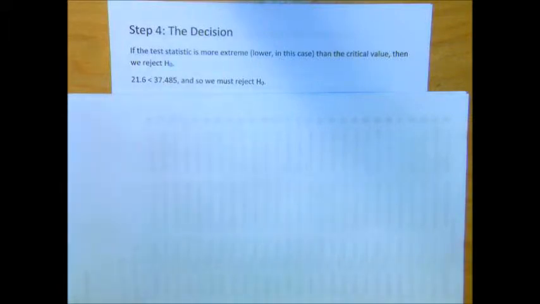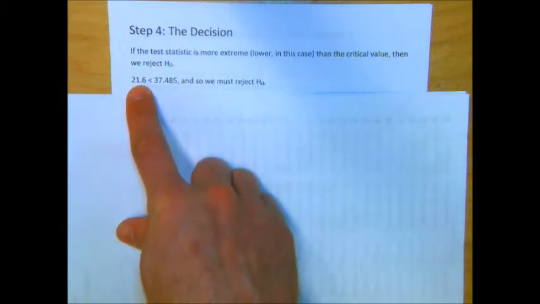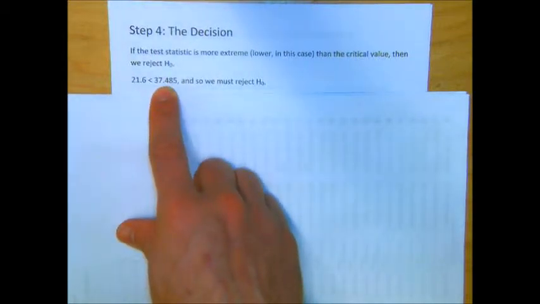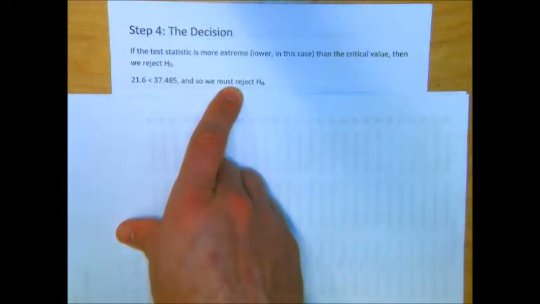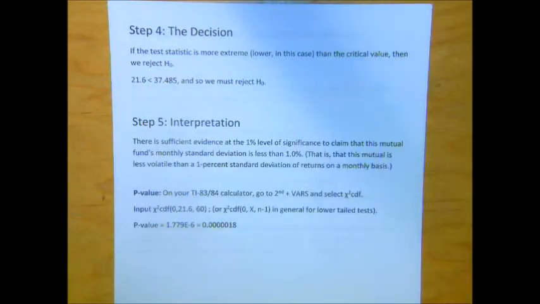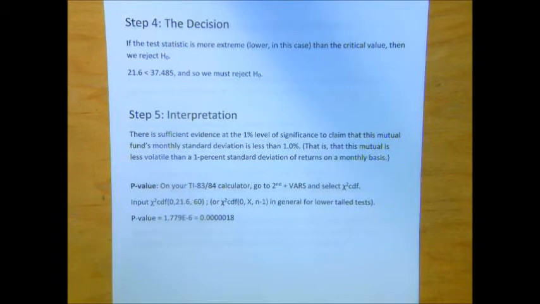Now for our decision. If the test statistic is more extreme, again lower in this case than the critical value, then we reject the null hypothesis. Note here that our test statistic of 21.6 was lower than our critical value of 37.485, and so we must reject the null hypothesis. It is no longer plausible. From there, our interpretation is that there is sufficient evidence at the 1% level of significance to claim that this mutual fund's monthly standard deviation is less than 1%. That is, that this mutual fund is less volatile than a 1% standard deviation of returns on a monthly basis.